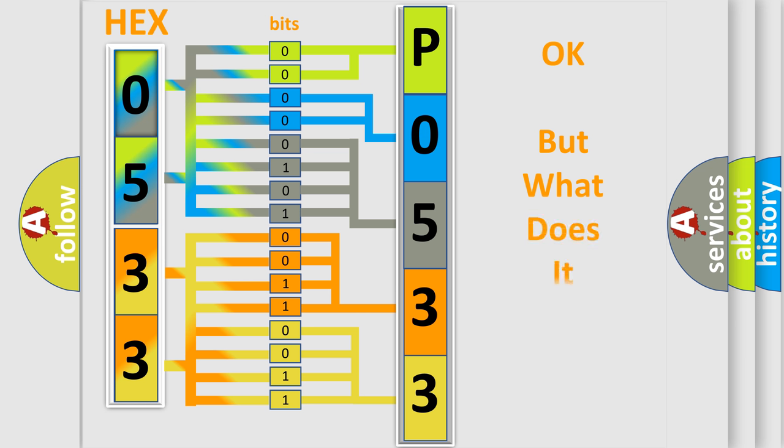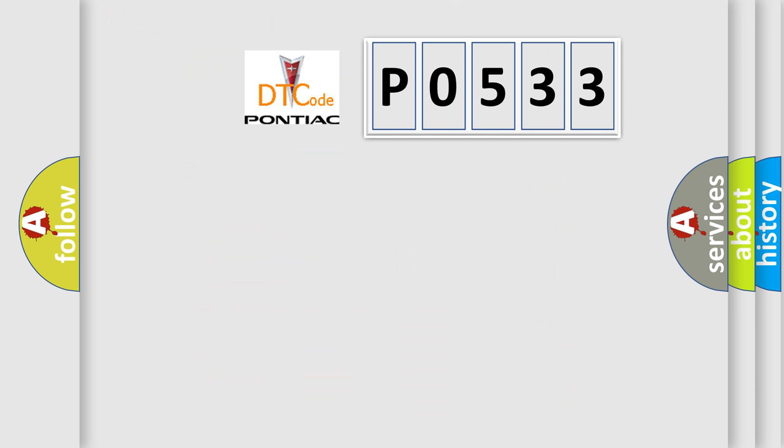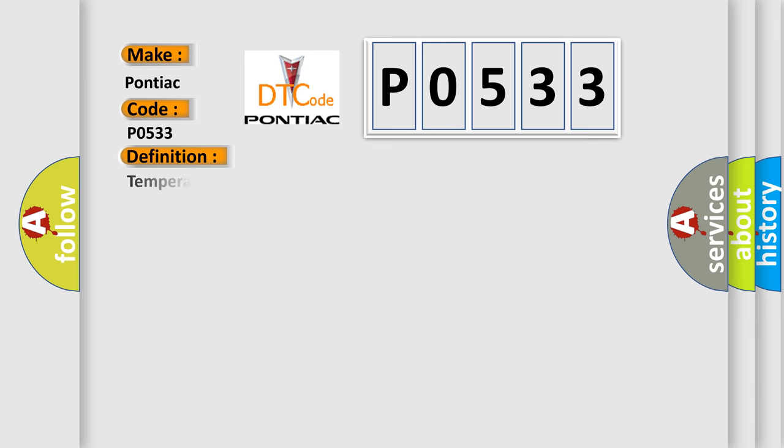The number itself does not make sense to us if we cannot assign information to what it actually expresses. So, what does the diagnostic trouble code P0533 interpret specifically for Pontiac? The basic definition is temperature control 1 circuit. And now this is a short description of this DTC code.